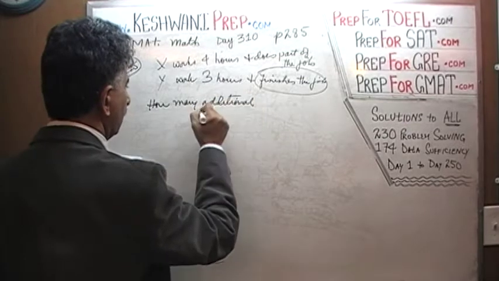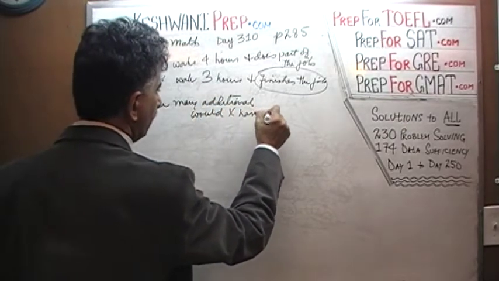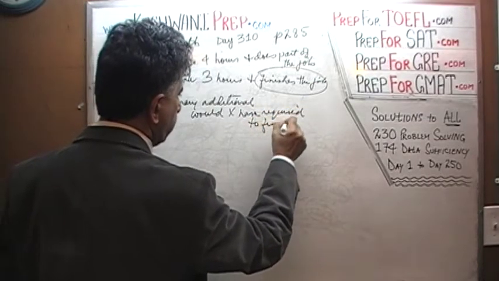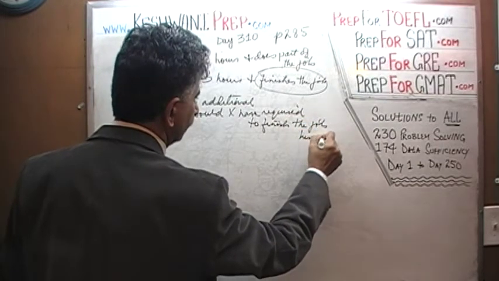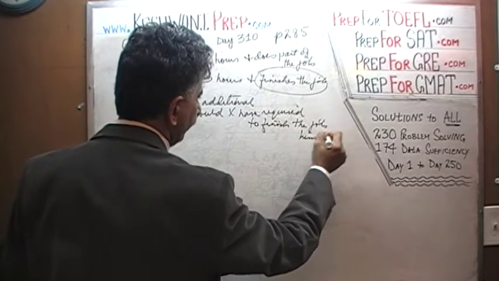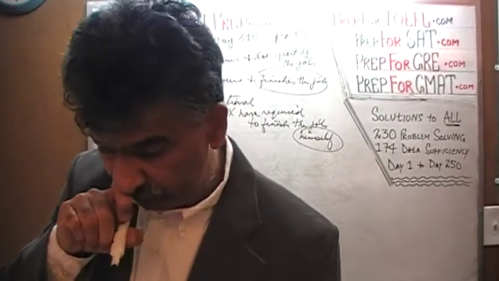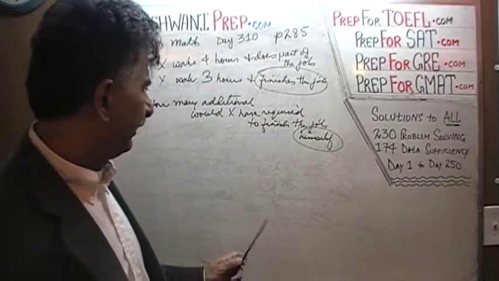How many additional hours would X have required to finish the job himself? Now, I do understand that I'm referring to these things as himself, as people. They're machines, it's the same thing. Whether you look at them as machines or people really doesn't make any difference.